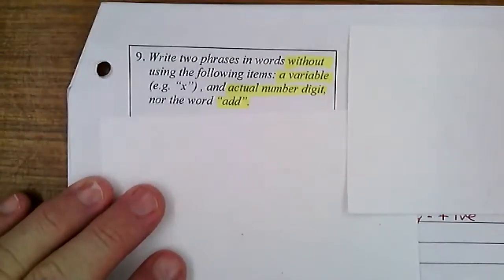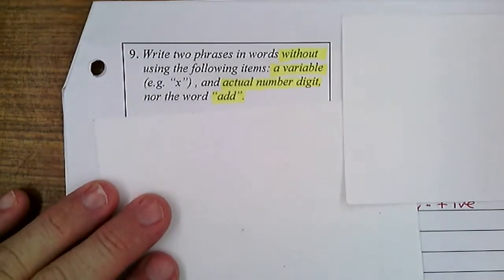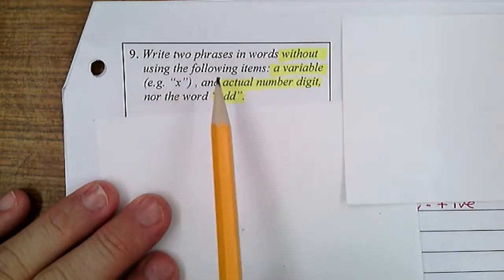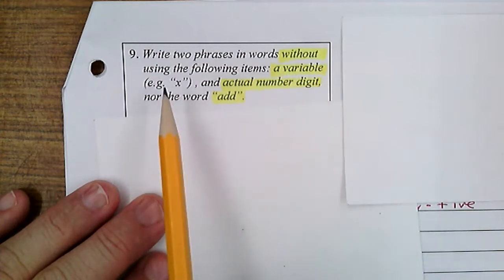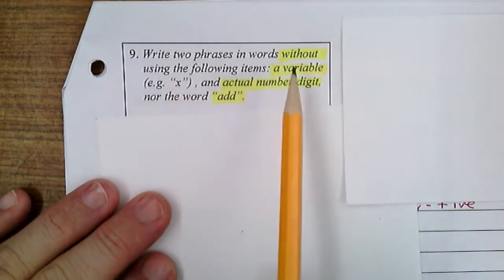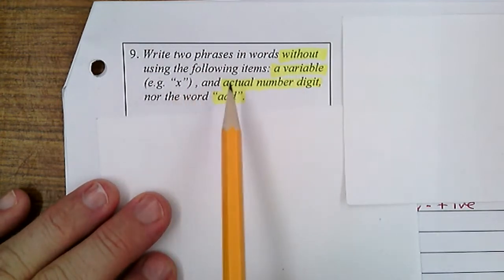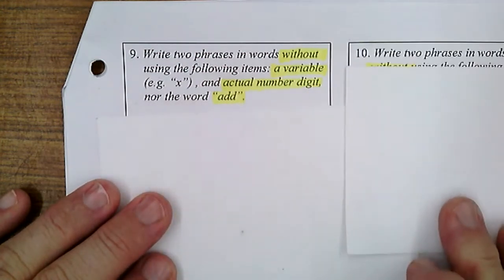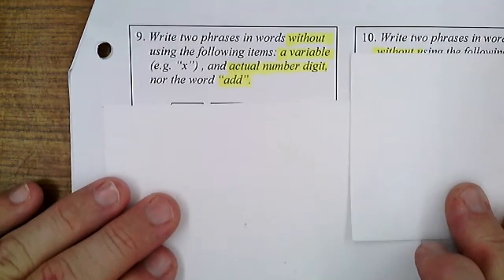Okay, number 9. Write 2 phrases in words without using the following items. We can't use a variable again in our sentence. We cannot use an actual number digit, and we cannot use the word add this time.